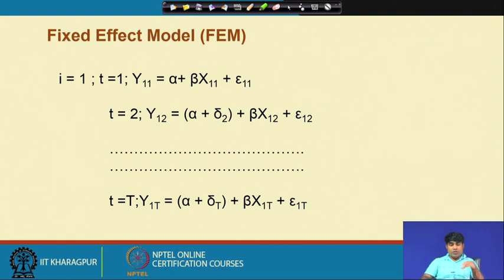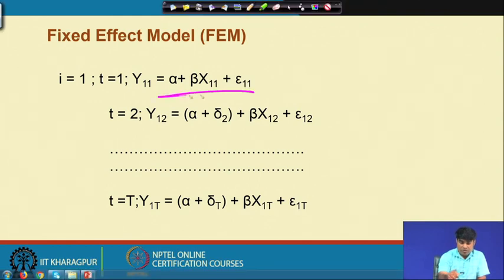Let us start with i equal to 1 and t equal to 1, where i and t have some kind of connection. When i equal to 1 and t equal to 1, the model is simply represented like this: y11 equals alpha plus beta x11 plus the error term. When i equal to 1 and t equal to 2, delta 2 will be a new impact that comes into the intercept. Likewise, if you extend to t equal to T, then the delta T component will come into the picture.